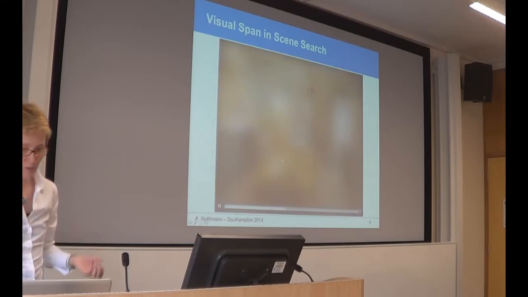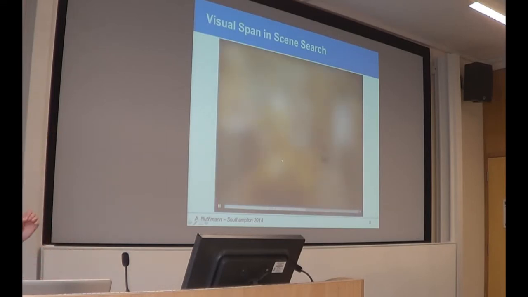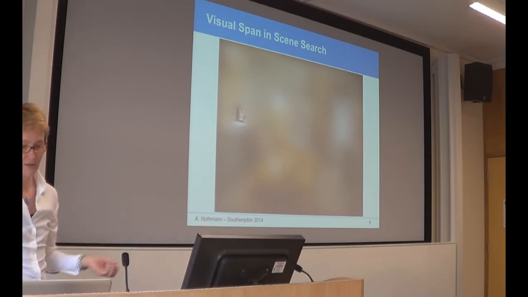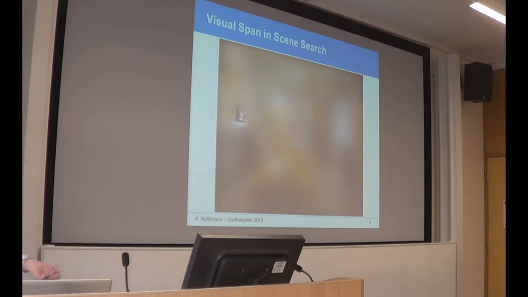And this demo here visualizes the extreme condition in which the high resolution information is restricted to a really small window which really only approximates the size of the fovea. And a lot of times observers could not do the task in this condition.